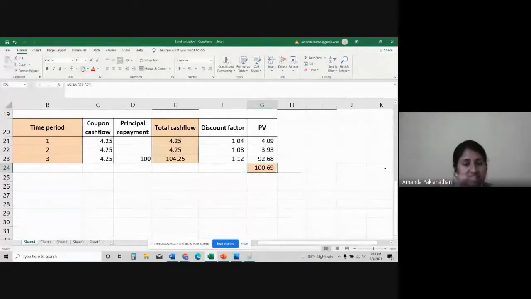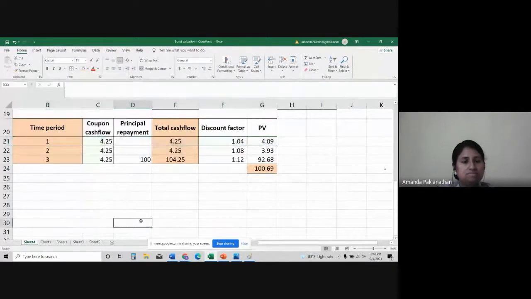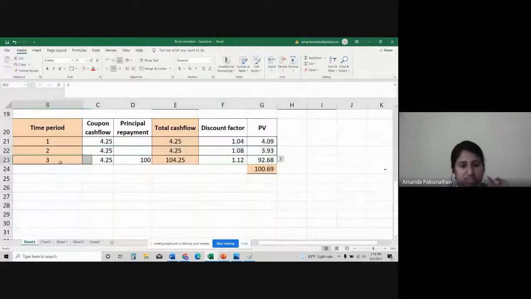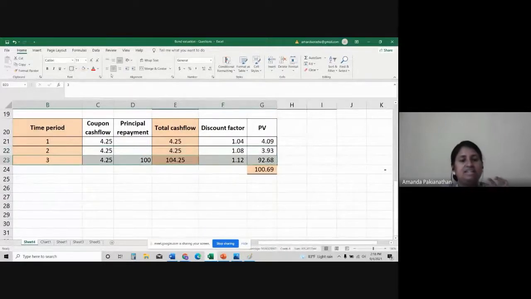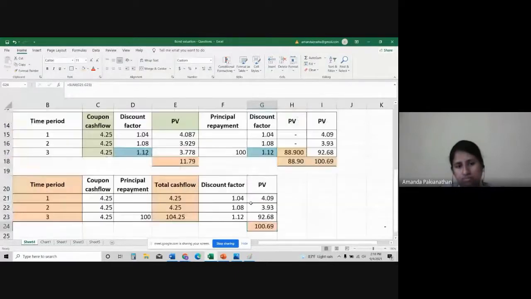In this particular technique, the important thing is that each period you need to identify. Okay. Each period has to be sorted. And simply, first you get the total cash flow for each period, the discount factor for that period, then easily get the present value, add all these 3 and you will get the actual value of the bond. Okay.